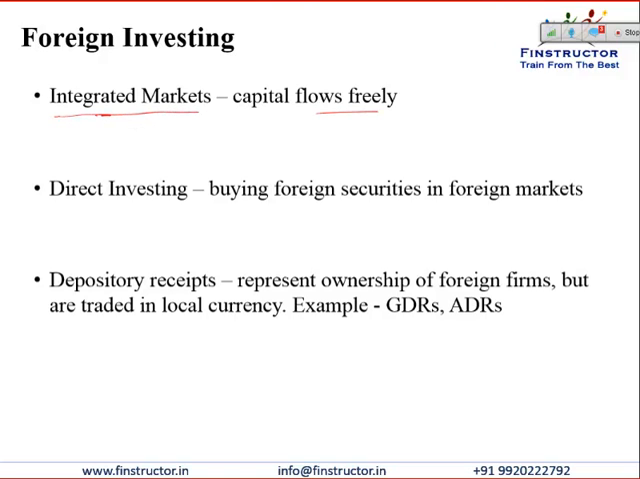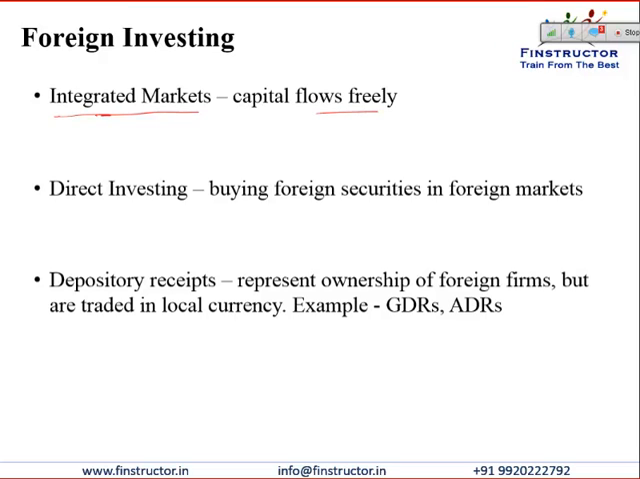So in an integrated market, it's normally not a problem. You can easily invest and repatriate your returns or cash in your investment whenever you like. In markets that are not fully integrated, it becomes a little difficult. So you have to find out ways and means of acquiring a stake in companies listed in these non-integrated markets.